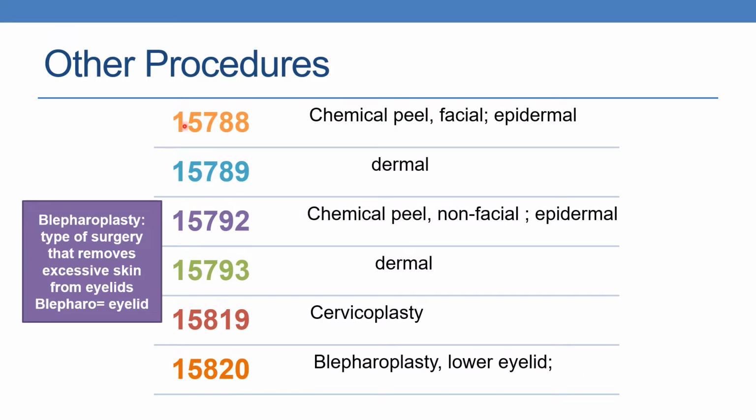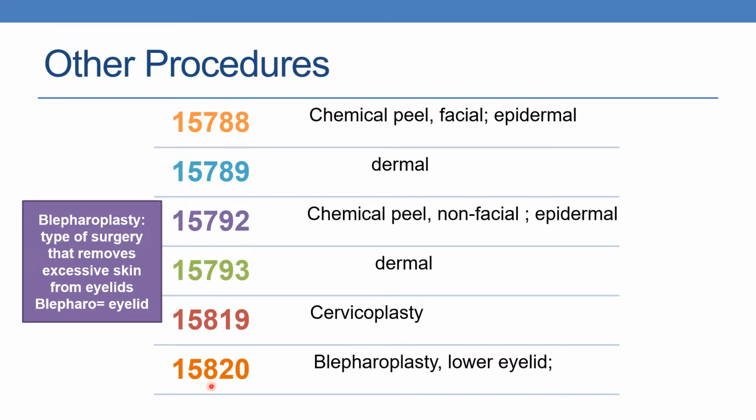The next is 15788 chemical peel facial epidermal. The next is 15789, which is nothing but chemical peel facial dermal. The next is 15792 chemical peel non-facial epidermal. The next is 15793 chemical peel non-facial dermal. The next is 15819 cervicoplasty.